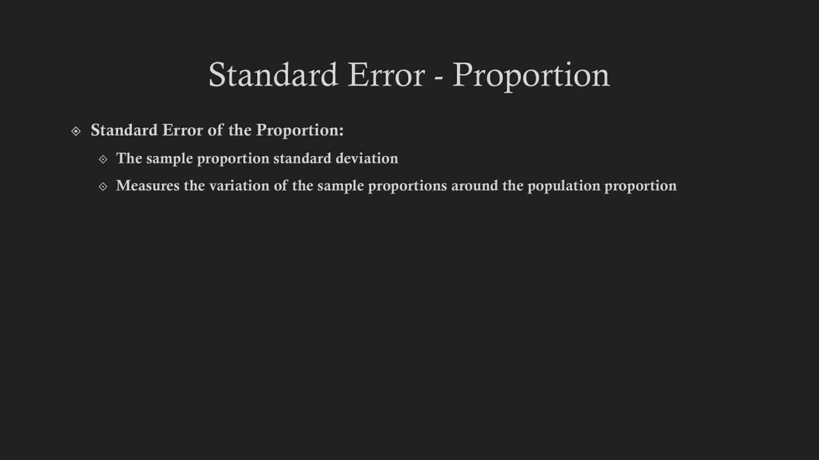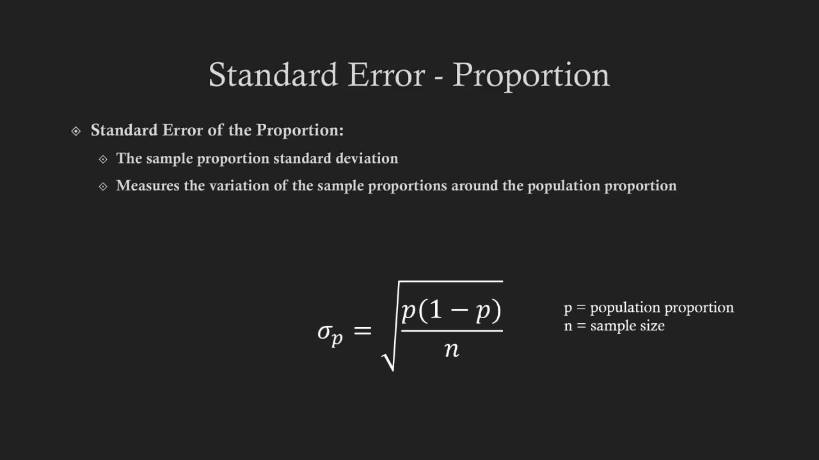Now, the standard error of a proportion. The definitions that you see there are pretty similar to what we just looked at. This is the sample proportion's standard deviation, and it measures the variation of the sample proportions around the population proportion. So really, we just replace the word mean with proportion in these definitions. And here's our calculation to find the standard error of a proportion.